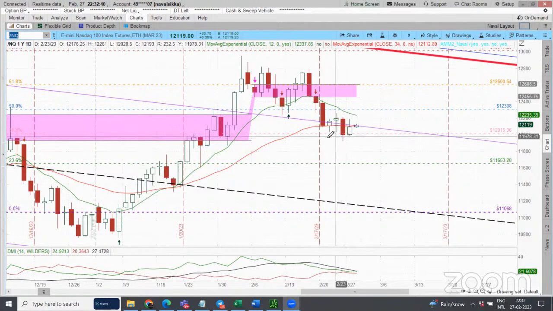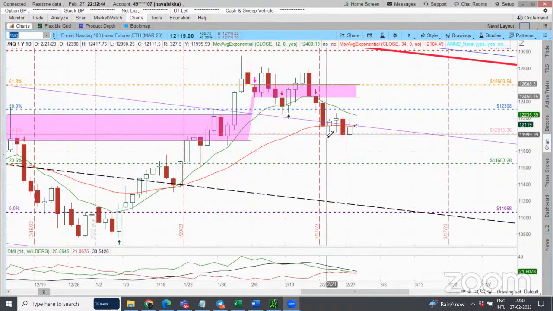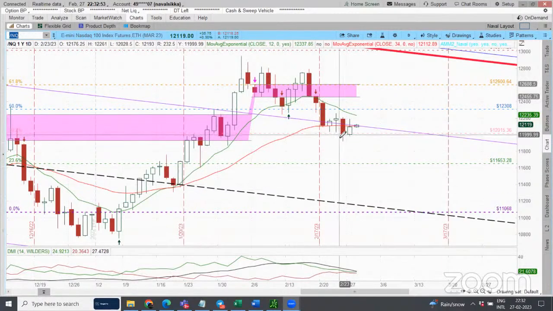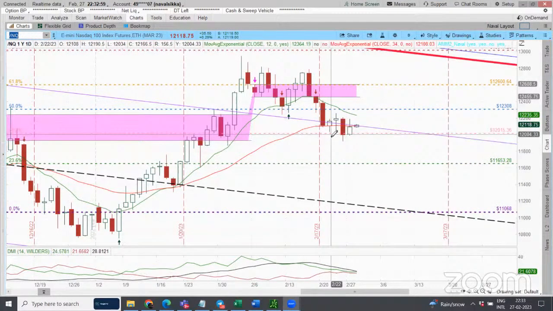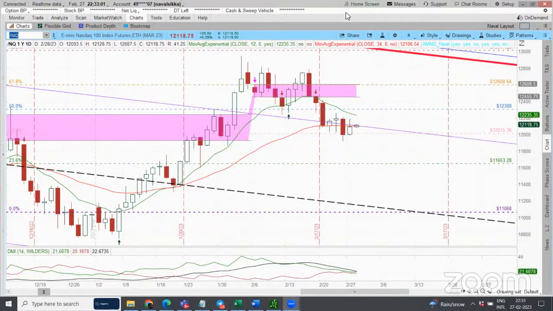So we need to be cognizant that yes, even after all the high CPIs and everything, the market is not ready to go down. For some reason, it's holding its levels every day. So 12,015, unless and until I break this 12,015, I will not go short on NQ. NQ has been holding this area really, really well, 12,015. So till the moment NQ is above 12,015, I will not tend to go short.